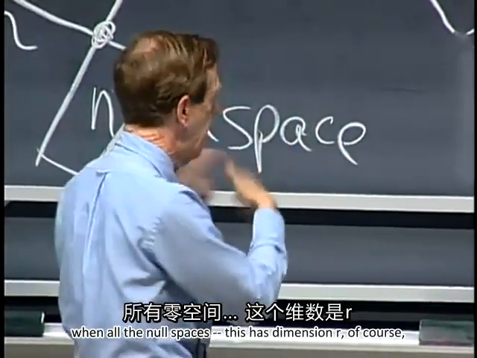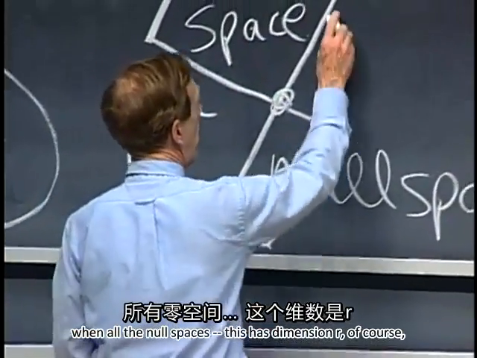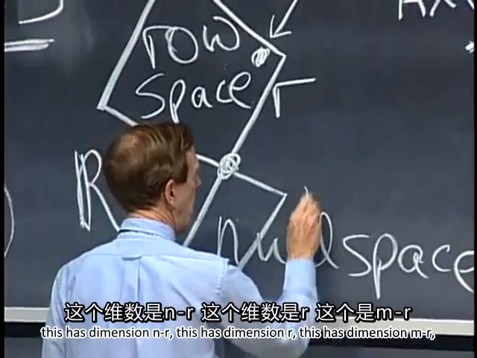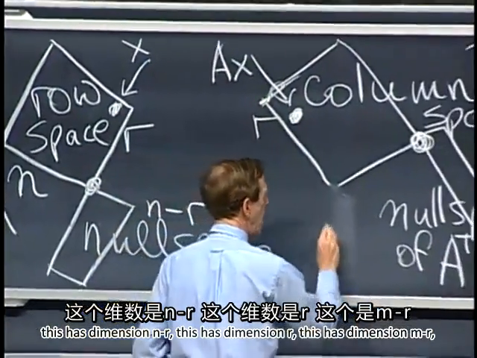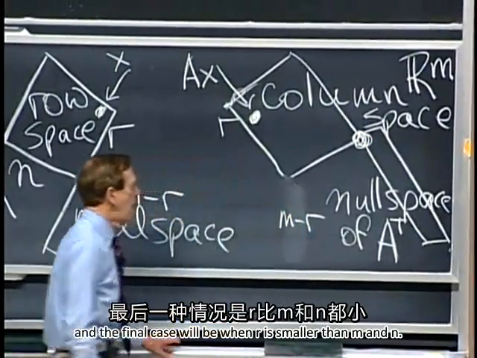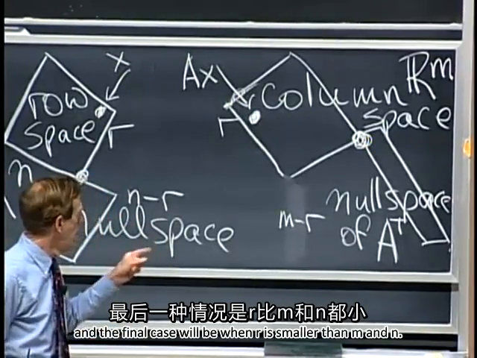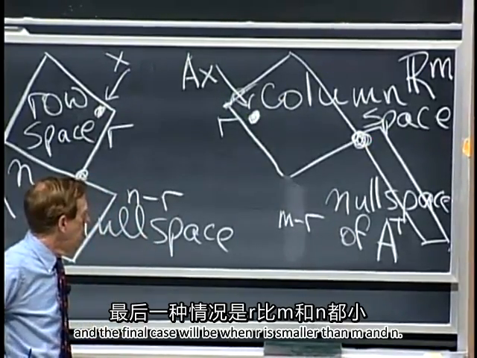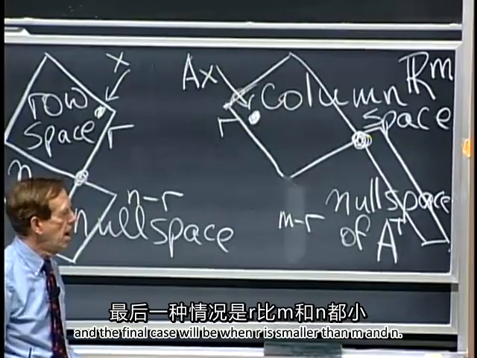When the null spaces, this has dimension r, of course. This has dimension n minus r. This has dimension r. This has dimension m minus r. And the final case will be when r is smaller than m and n.